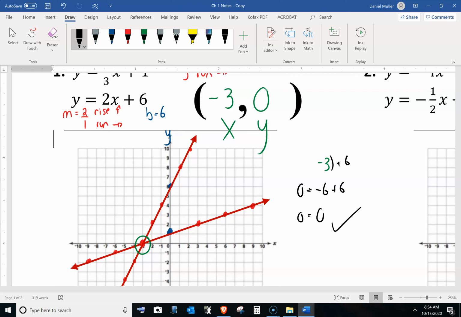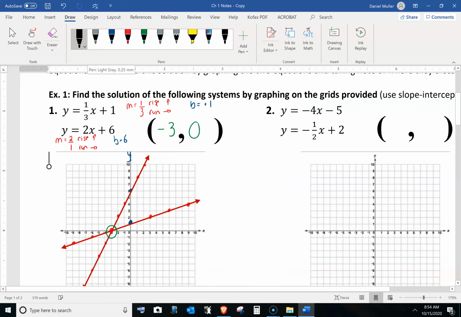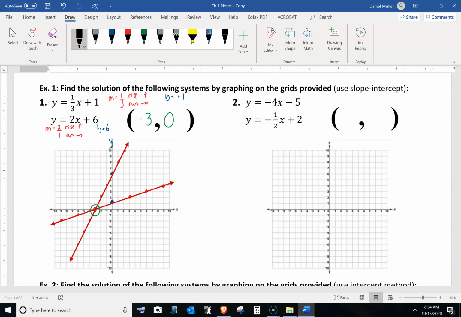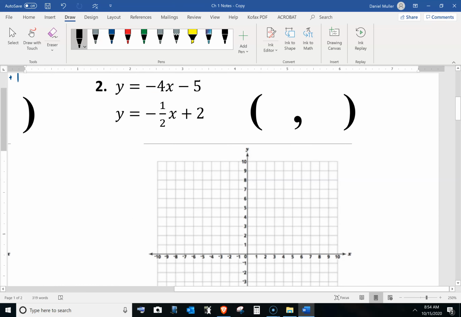So this is a really unique point in that it is on both lines and it makes a true statement. If we take this answer and put it into both of these, we get true statements. So that's what we're doing here. Let's find out which point can get us 2 true statements, a true statement for each.